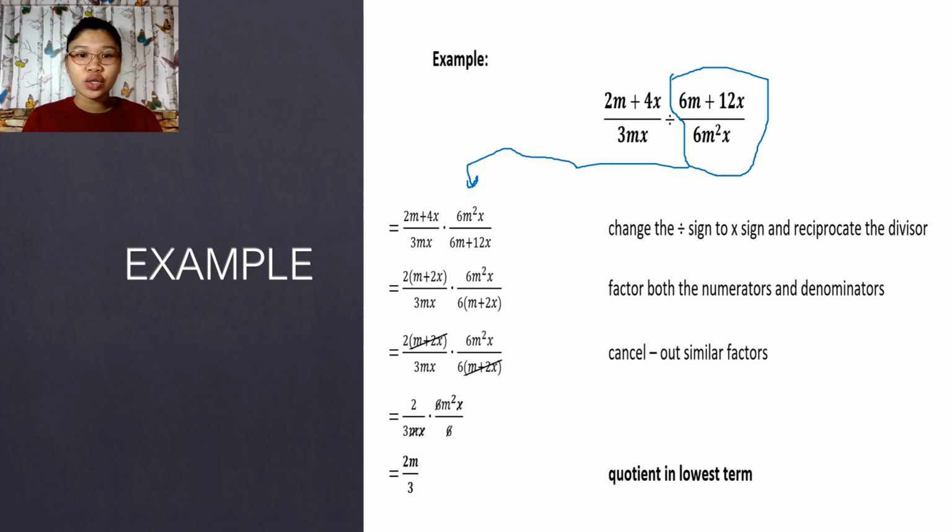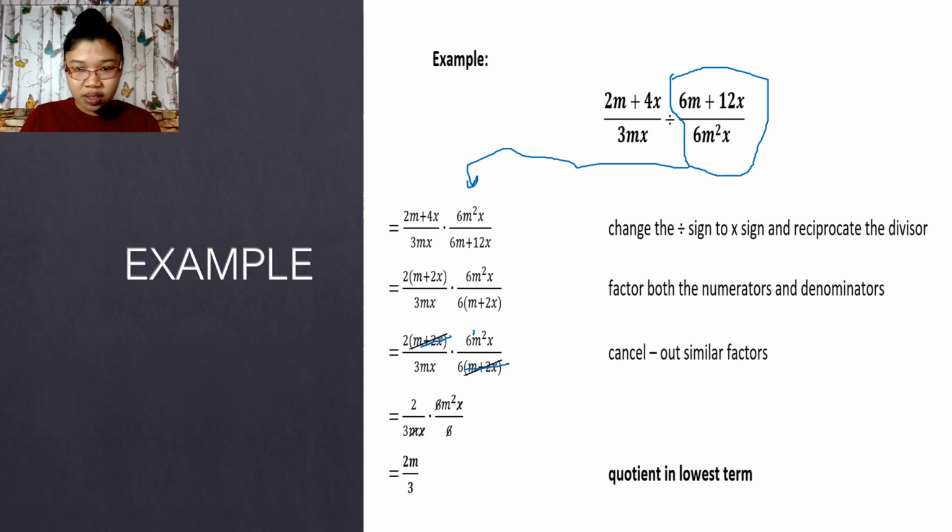So we have here the factor of 2m plus 4x, the numerator, is 2 multiplied by m plus 2x. Then 6m squared x, we cannot factor it, and 3mx, the denominator, stays as it is. And then 6m plus 12x, we can factor out 6, and the factor is 6 multiplied by m plus 2x. Now that we have factored completely the numerators and denominators, we can cancel out m plus 2x.